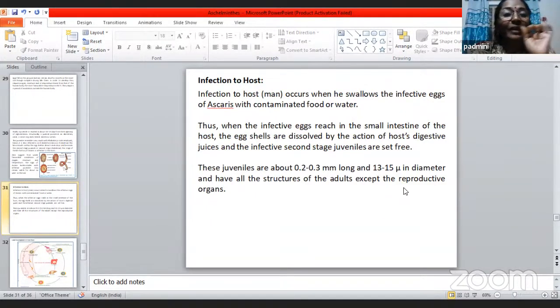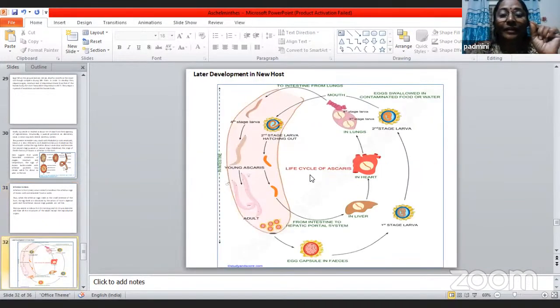So they don't have any reproductive organs. The only thing they have is the other structures that an adult has. So what is the size? They are only 0.2 to 0.3 mm long. So what happens once they are in the intestine?